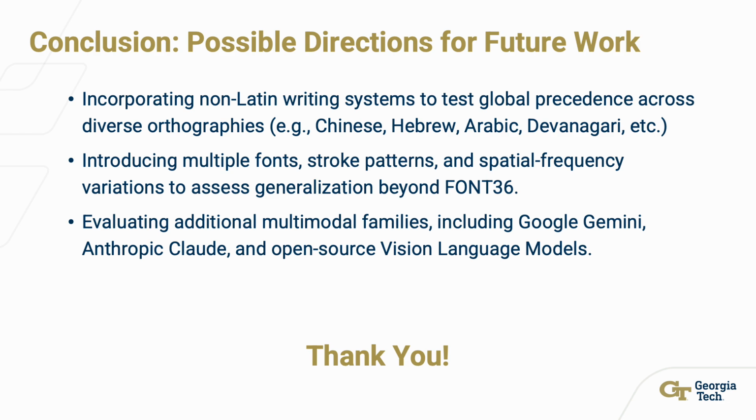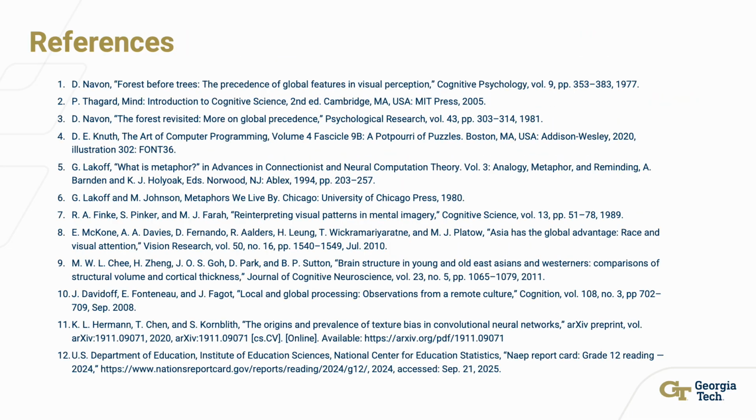Finally, this project could be extended in a number of directions. I've included three possibilities on this slide, including adding different fonts and testing different models outside of the OpenAI ecosystem, but the most important extension, in my view, is the one listed first, which is to incorporate non-Latin writing systems to test global precedence across languages. This has been done for humans and would be worthwhile to test for AI models as well.